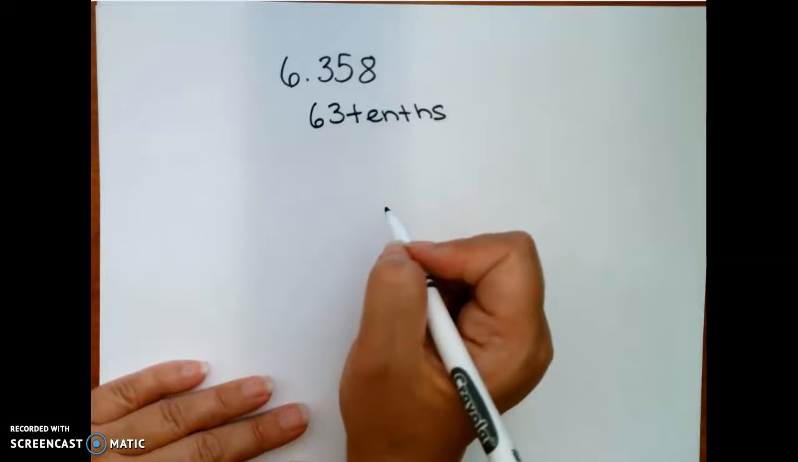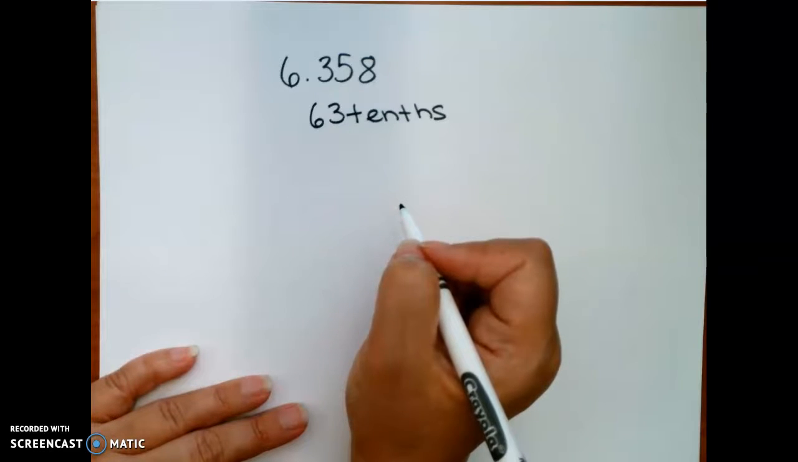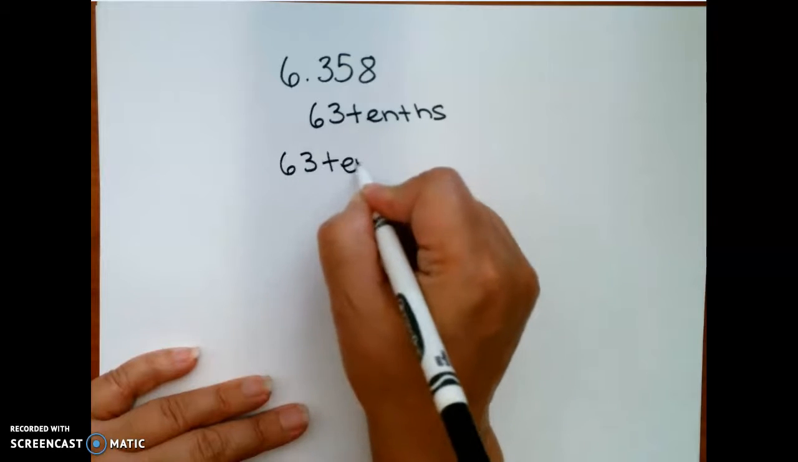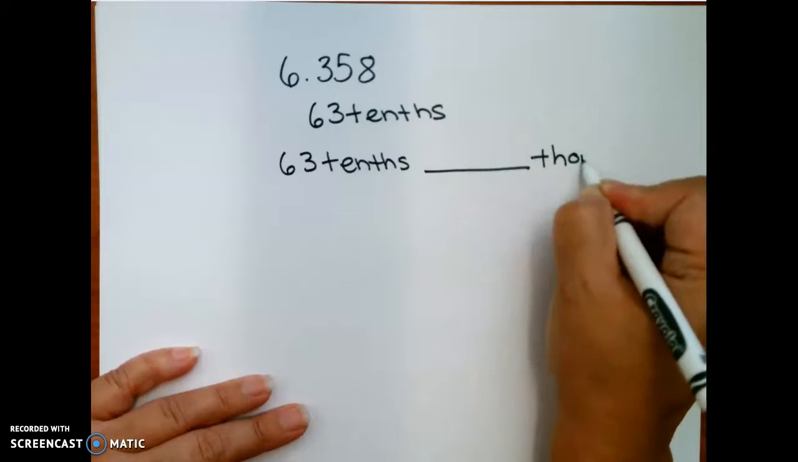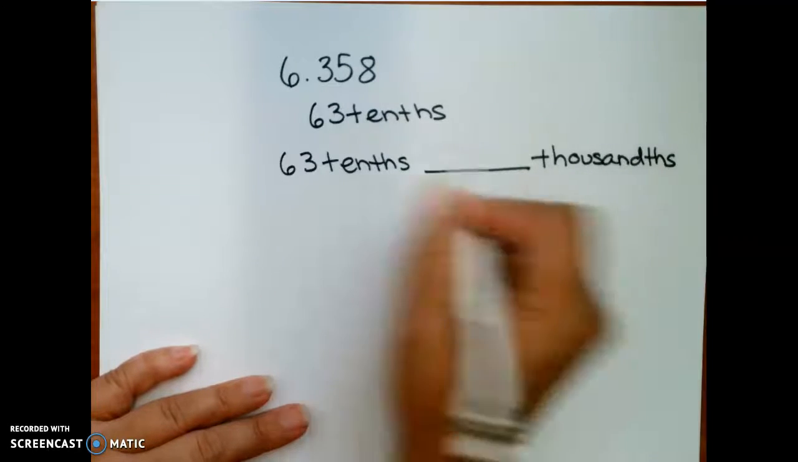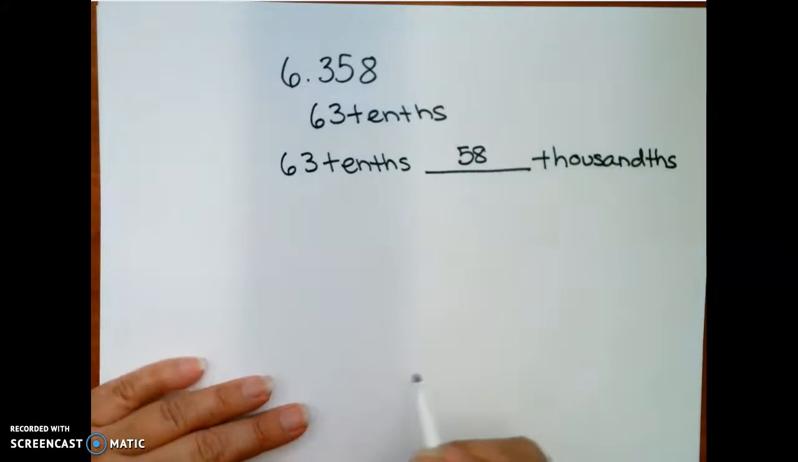And how many thousandths then do I have? So if I have 63 tenths and I have blank thousandths, how many thousandths is that? What's left? 58. So I have 63 tenths and 58 thousandths.